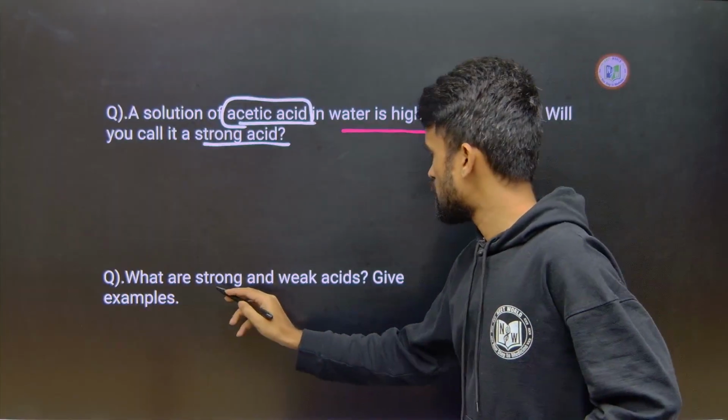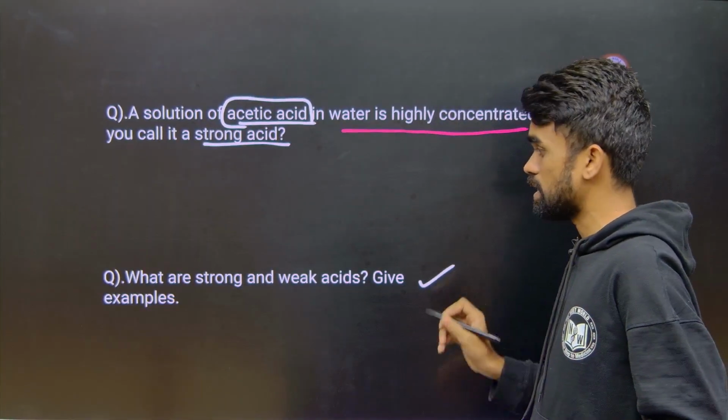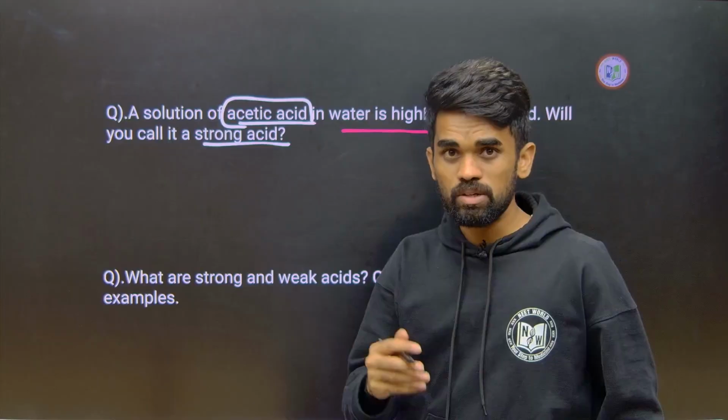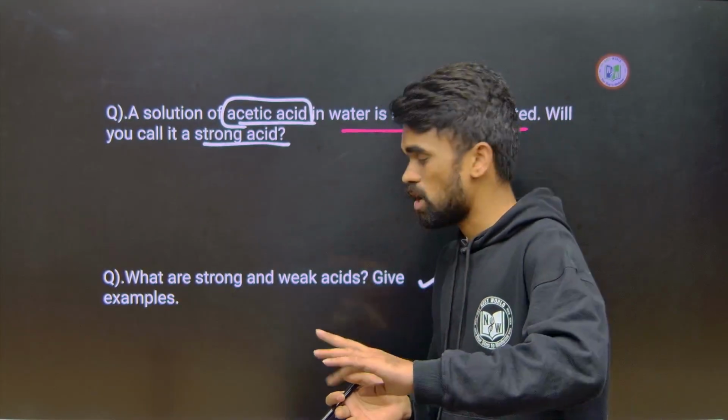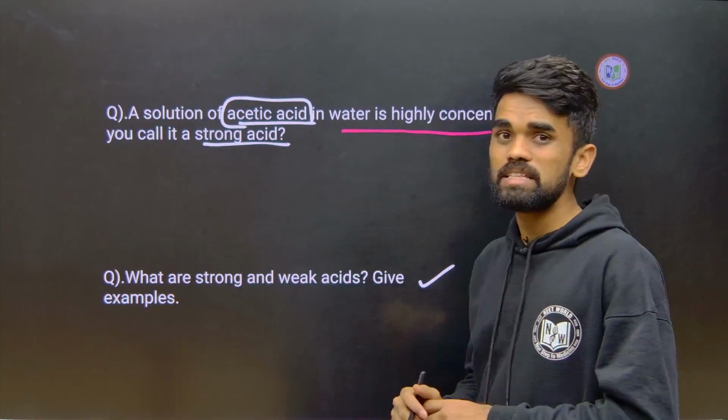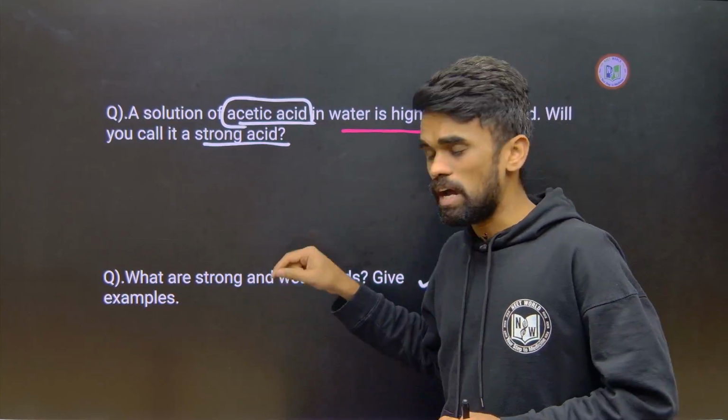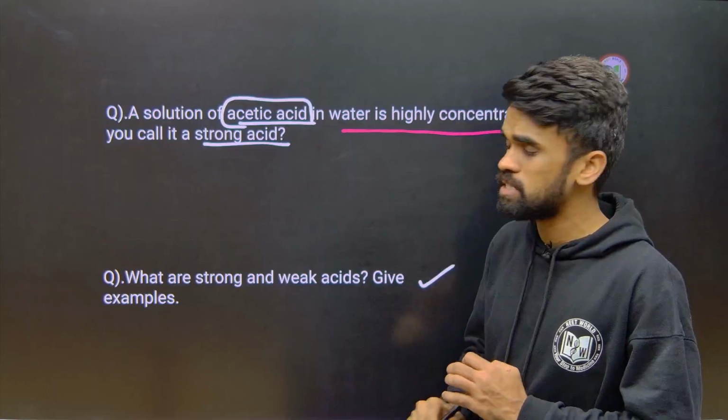Next, what are strong and weak acids? Give some examples. How can we define them? Depending upon alpha, the degree of dissociation. So we define strong and weak acids that way. Now give some examples which we discussed in the class. I am expecting answers for these two questions in the comment box.